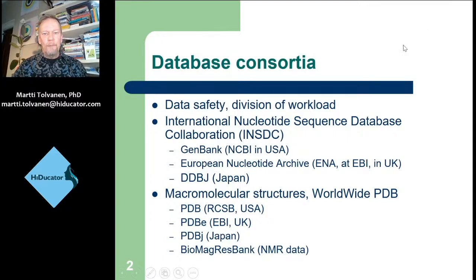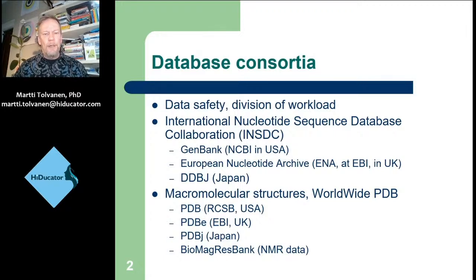Okay, so some databases are consorted to divide the workload and also to have some safety in case there's a volcano eruption or earthquake that takes down the DNA database of Japan. They still have 2 copies running at Hinxton near Cambridge and in Bethesda, Maryland at GenBank.